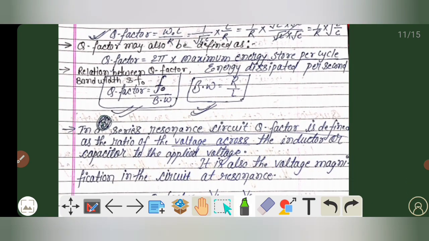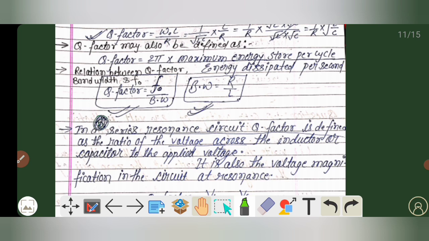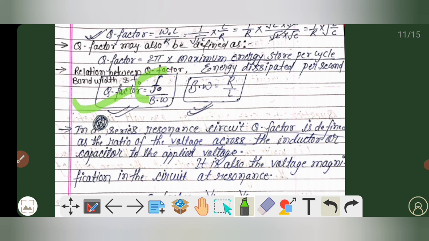Now, my dear friends, first of all, we will derive a relationship between quality factor, bandwidth, and resonance frequency. Quality factor is equal to the resonance frequency divided by the bandwidth, and we can also say that bandwidth is equal to R by L.